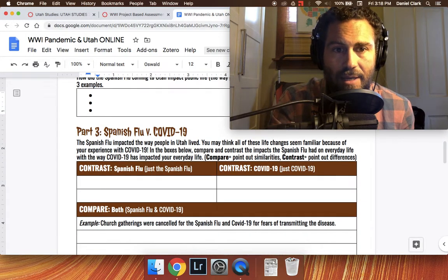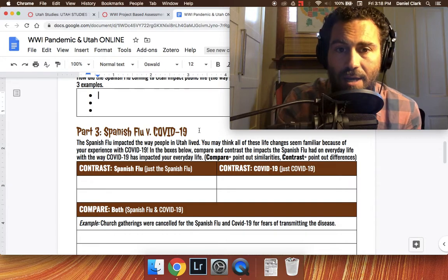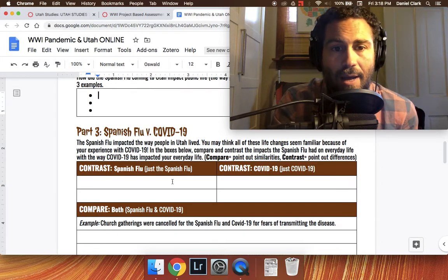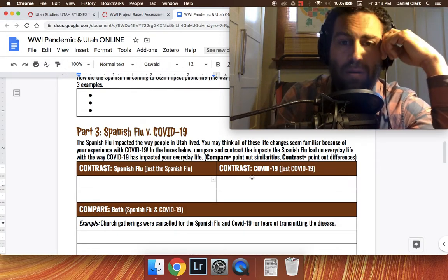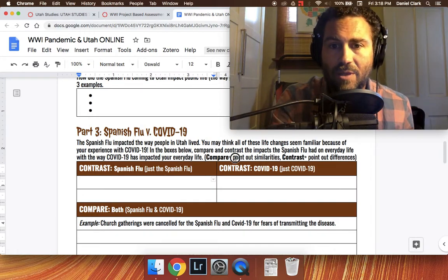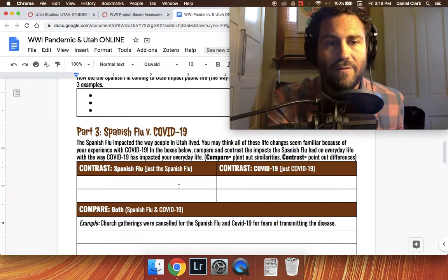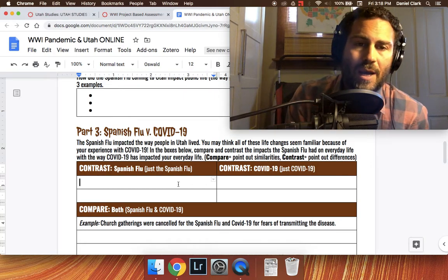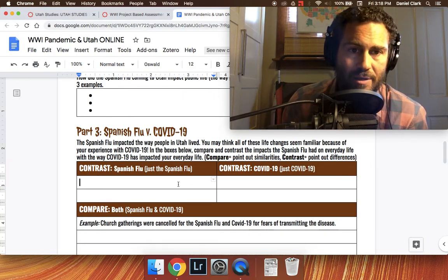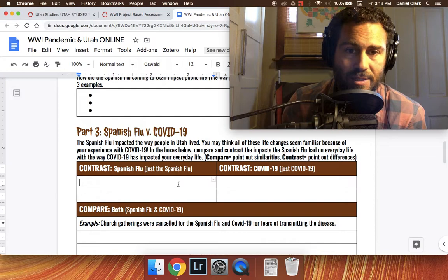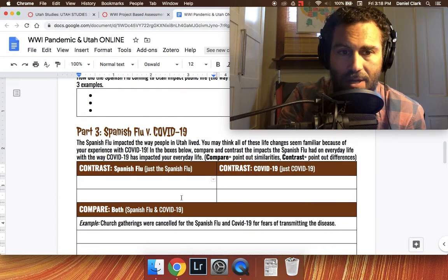Next, part 3, Spanish flu versus COVID-19. So I would like you to compare, which is point out similarities, and contrast, point out differences. Contrast just the Spanish flu. What is different about Spanish flu than was about COVID-19?